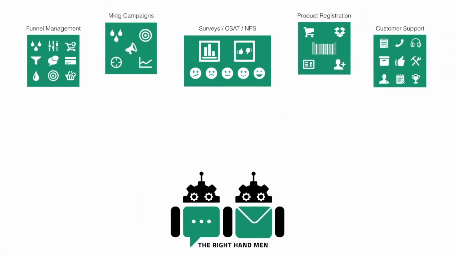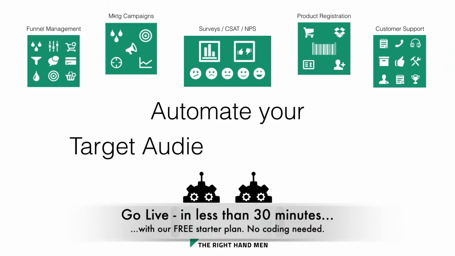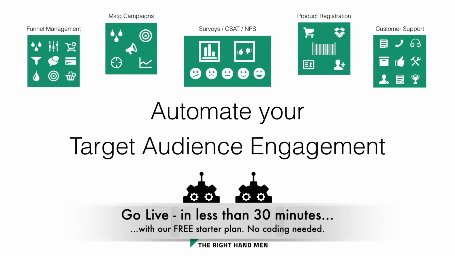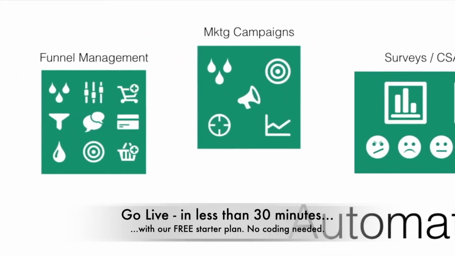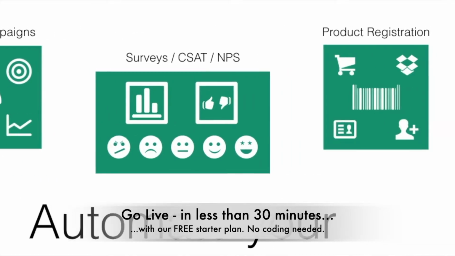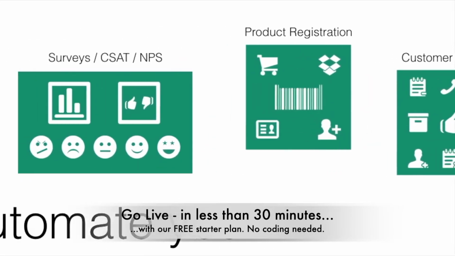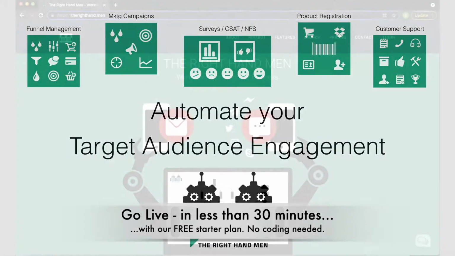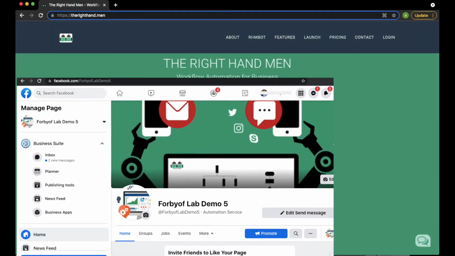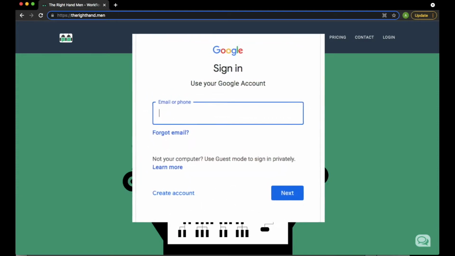Welcome to the right-hand menu. You can automate your target audience engagement scenarios with our ready-to-use workflows. There's a workflow template for your marketing functions, sales, lead funnel, onboarding your customers, post-sale support, or even getting feedback for CSAT or Net Promoter Scores. You can go live in less than 30 minutes. All you need is a website or Facebook page for your business, and a Google account.